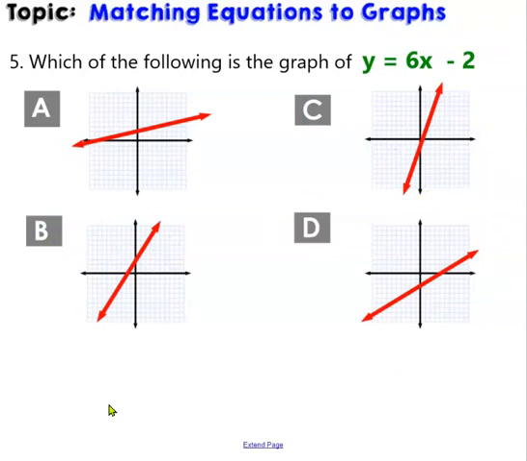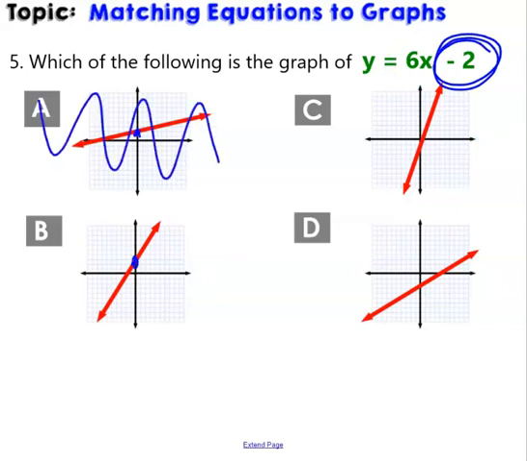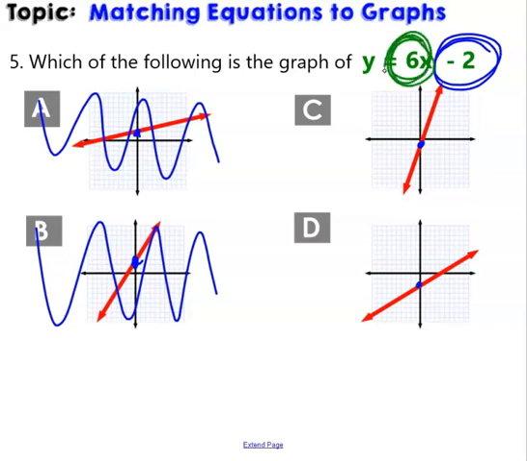All right, 2 more questions. Let's take a look at this equation. What is it telling us? It's going uphill. Well, every single one of these is going uphill, so that wasn't very helpful. Let's take a look at this y-intercept, -2. This one has a positive y-intercept. This one has a positive y-intercept. This one has a negative, and this one also has a negative. So now I'm going to go back to this answer.